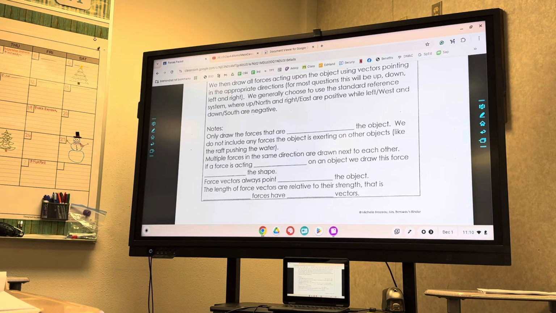Landry, can you see yours? Okay, so this is the bottom, right? 250 newtons east. Okay.